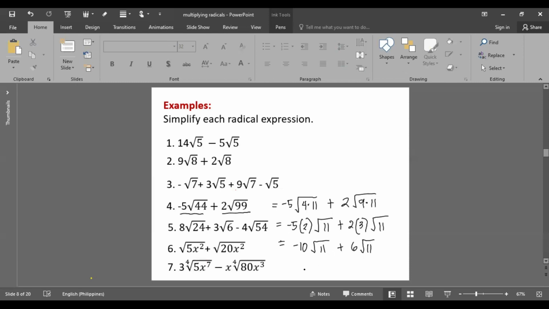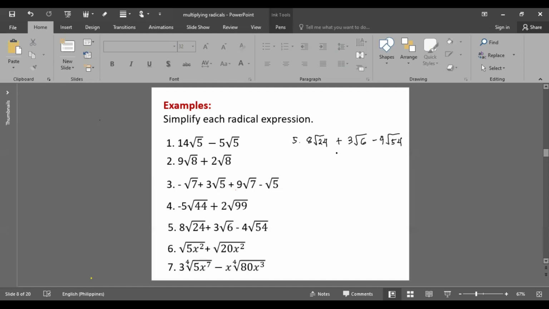Na-simplify na natin sila. Now look at the indices and the radicands ng first term and second term. The resulting expressions can now be combined because they are now similar radicals. So negative 10 plus 6 is negative 4, then copy the square root of 11. So this is now the answer in number 4.